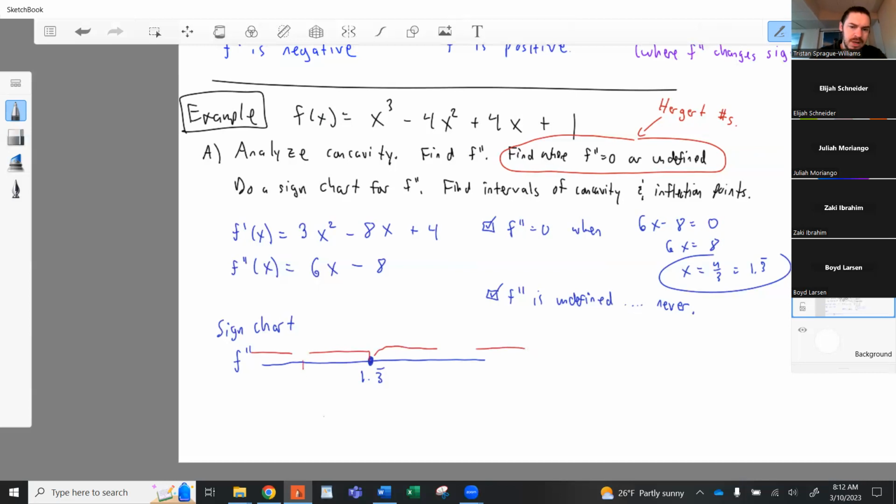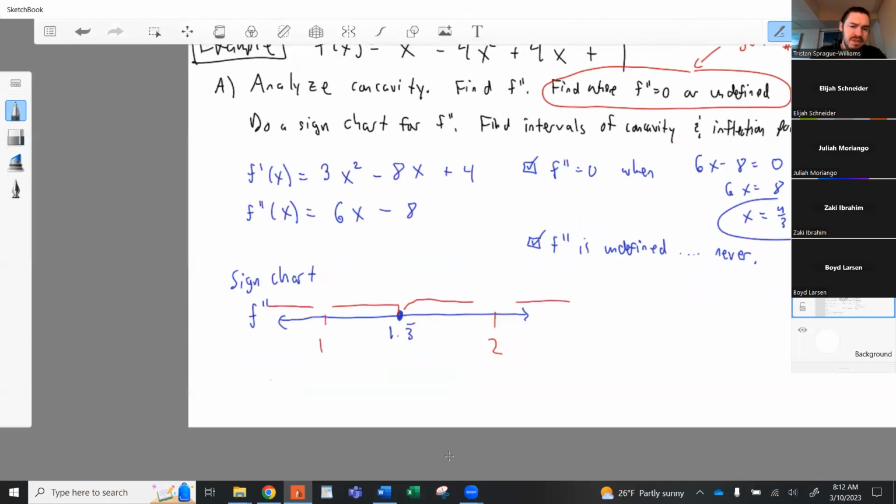So I'm going to pick a number here and pick a number here. So I'm picking test numbers in my intervals. And these intervals go all the way to infinity, right? All the way off that way, all the way off that way. So for test numbers, I'm going to pick 1 and 2. They just need to be numbers to the left and right of 1 1/3.